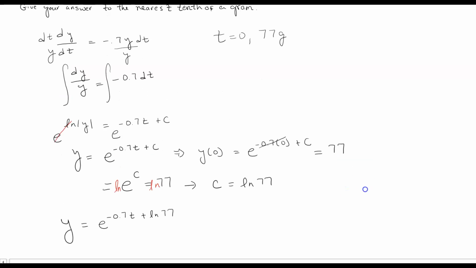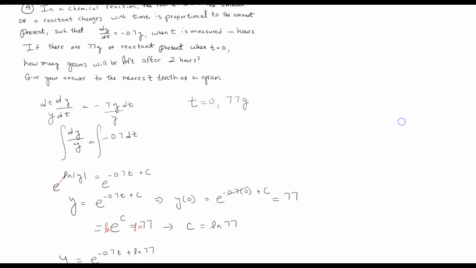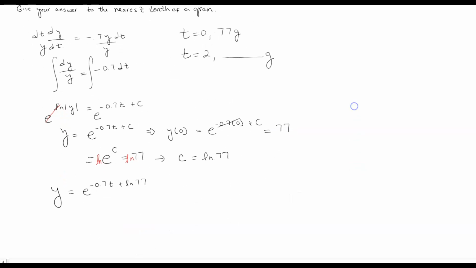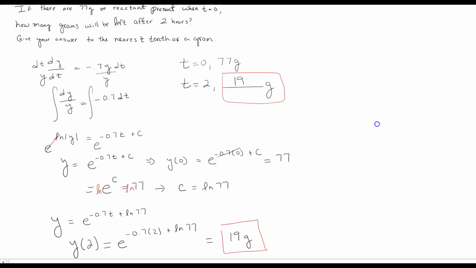Now if we go back to the question, they asked how many grams would be left after 2 hours. So they are telling us that t equals 2, and they want us to determine how many grams will be left at that point. So what I need to find is y of 2. I encourage you to use a calculator to do this. When you do, you're going to get something close to 19 grams. So the answer is that 19 grams are remaining.